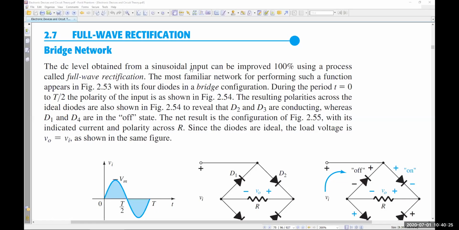I'm going to share the screen. Okay, can you see it? Can you see it?